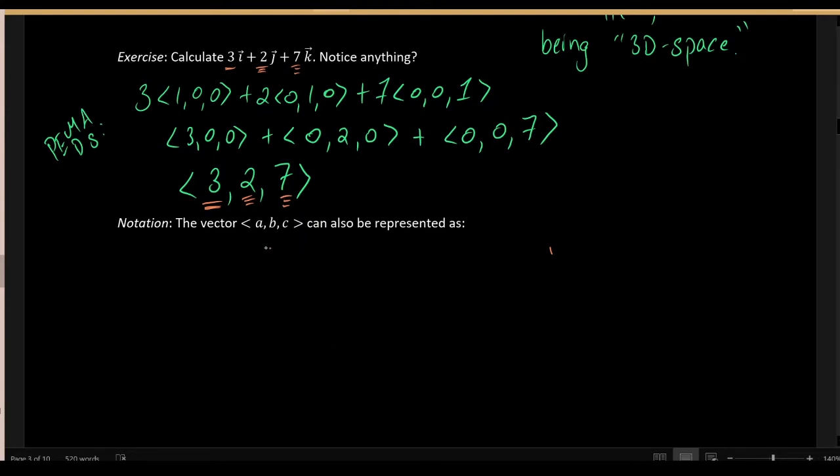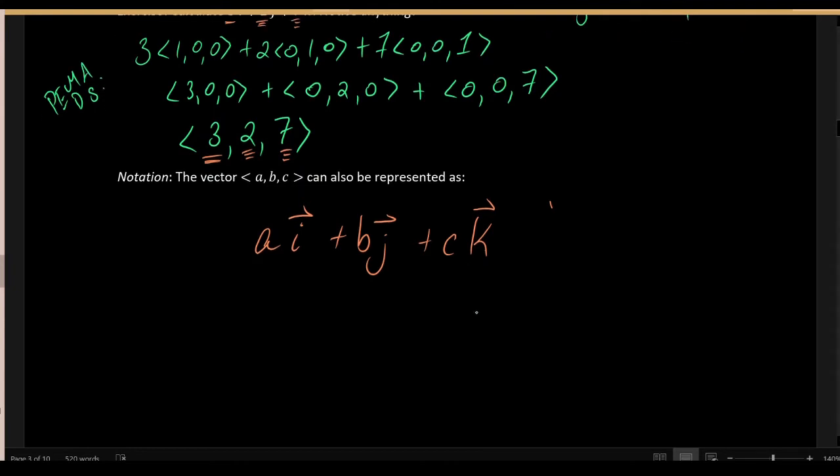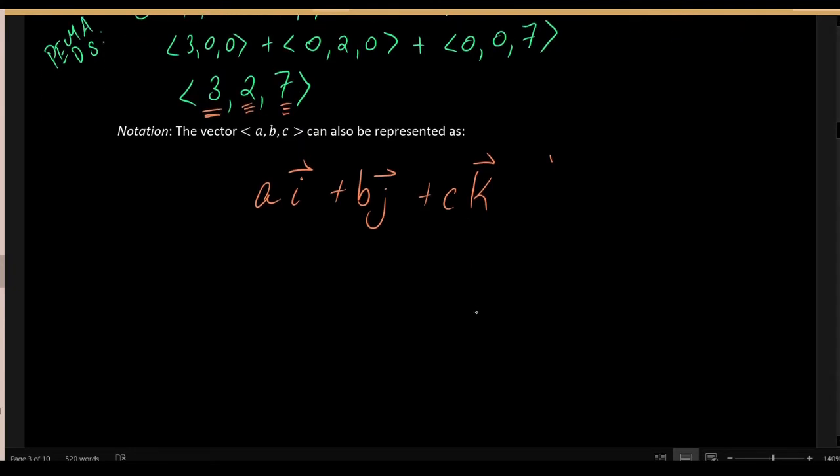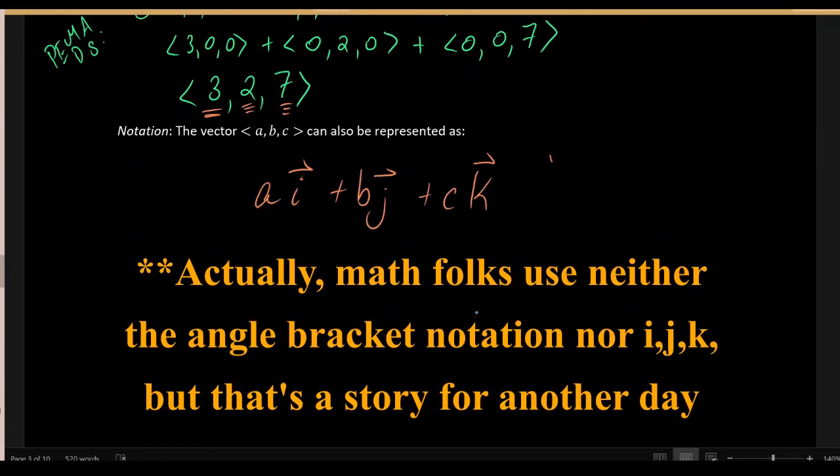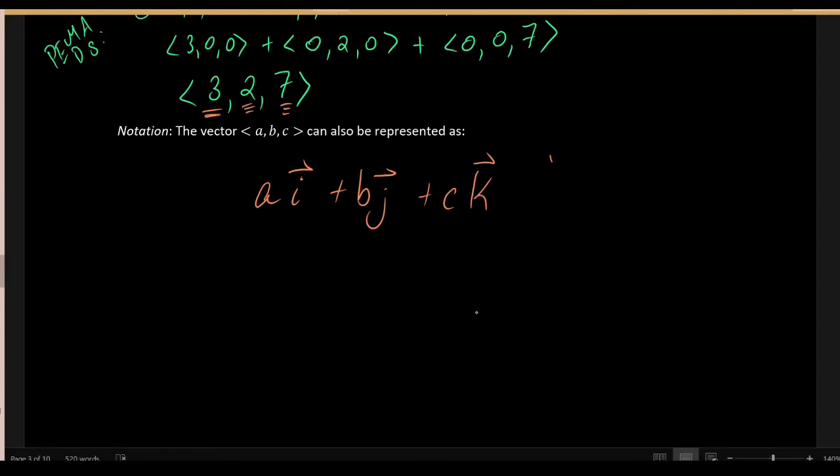You can write it this way in the angle brackets, or you can write it as the number a scaling the standard basis vector i, the number b scaling the standard basis vector j, and the number c scaling the standard basis vector k. Now, I will be the first one to admit that as a mathematician, as a math major, I am not particularly fond of this notation. But I will say that if you do take a science class such as physics or engineering, this is the notation that's most common there.